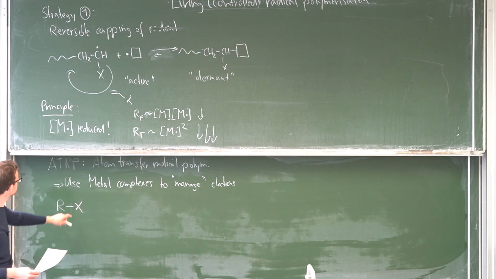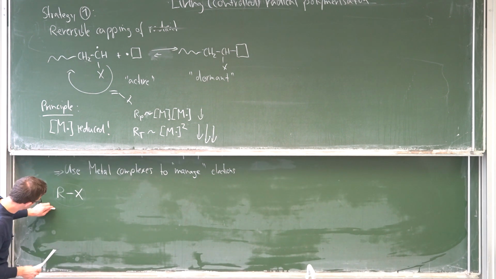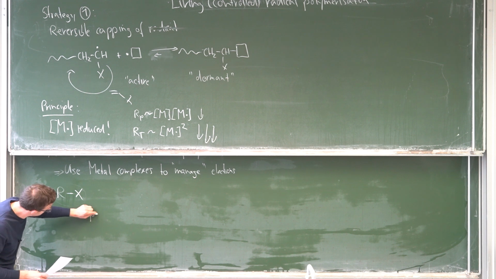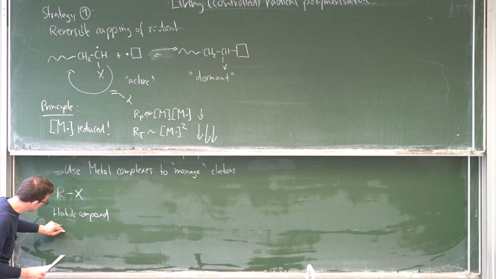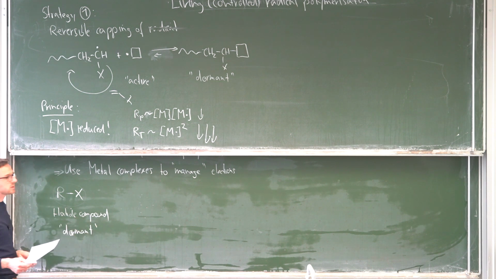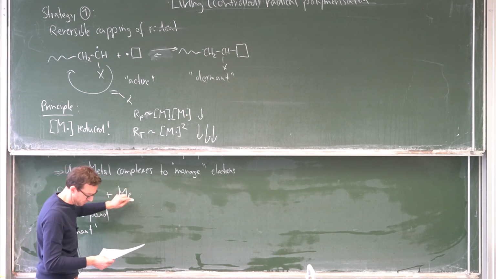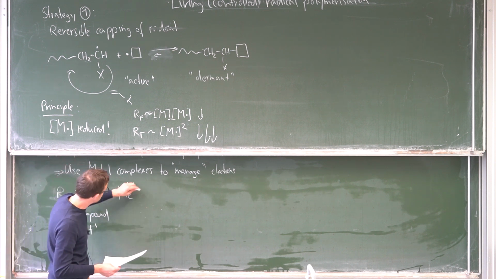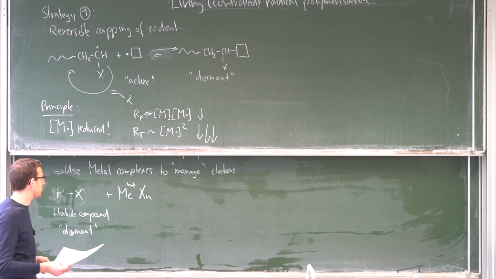Okay, so the idea is we have our organic halide, and this organic halide does not react, it's not a radical. So this serves as the dormant species. And now to this reaction we add a metal complex, let's say for example metal N plus, and this has a certain number of ligands, for example chloride ligands or halogen ligands.